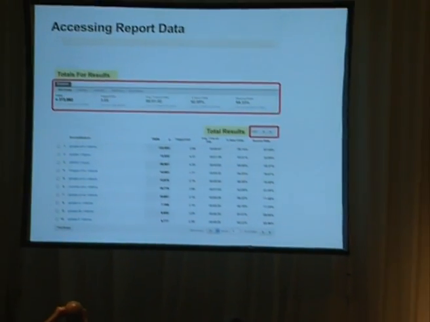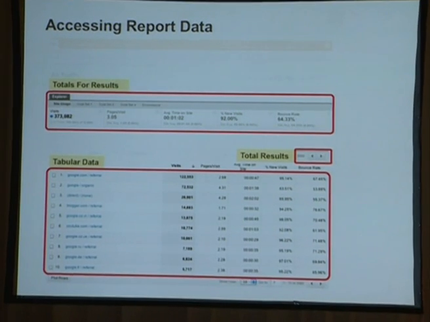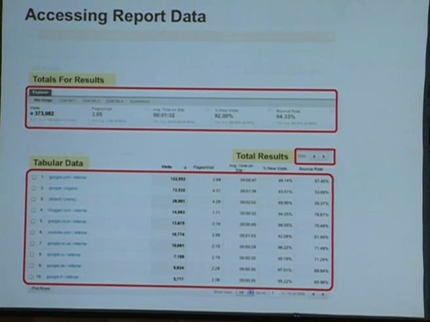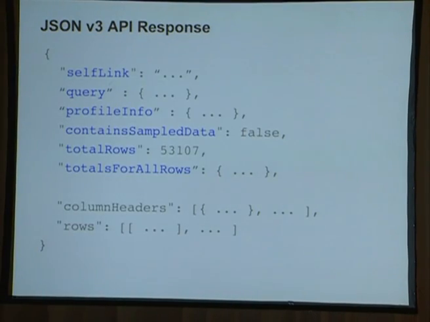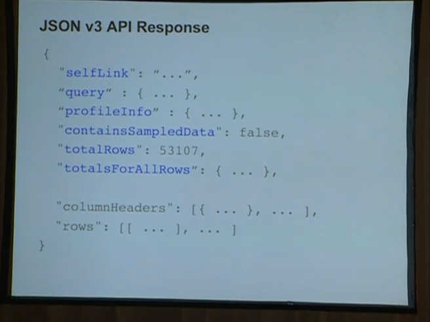OK, so we looked at the query. Let's look at the actual report data. So here's the report. In the report, you see the total number of results that we found. You also see the total data for all those results. And then finally, you have all the different tabular data. So we return all of these. In the new version, it's all returned as a JSON object.